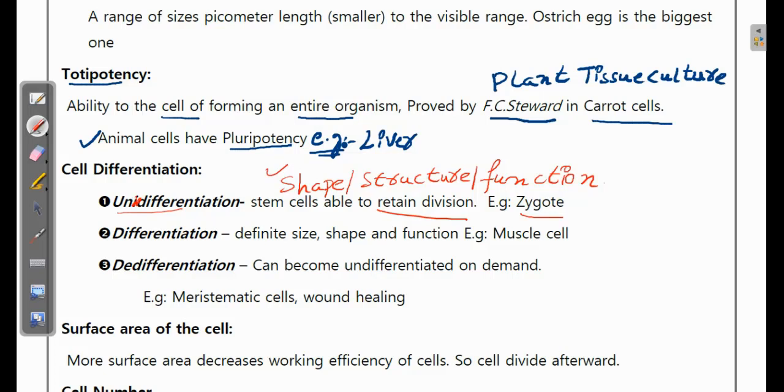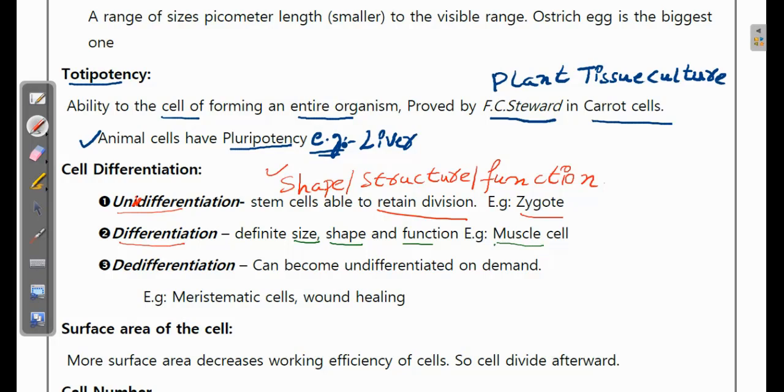And when you say differentiated cells, or differentiation, you mean the cells that have acquired a specific size, specific shape, function, and structure as well. An example is the muscle cell. Most of your body cells are differentiated from undifferentiated cells. And thirdly, we have dedifferentiation.